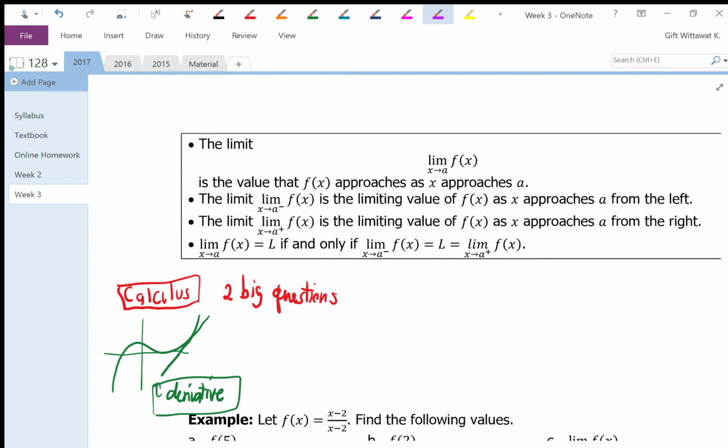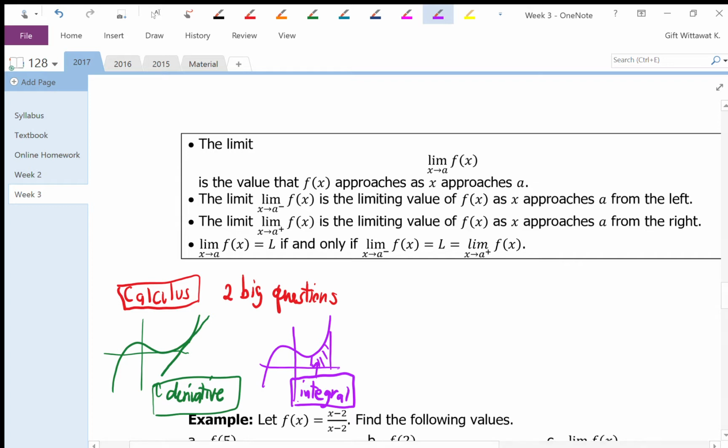That's the first big question in calculus. The other one is, if I have a graph of a function, how do I find the area under the graph of this function, or the area between the graph of this function and the x-axis? This is called the integral, and it's going to be the focus for the second half of the course.